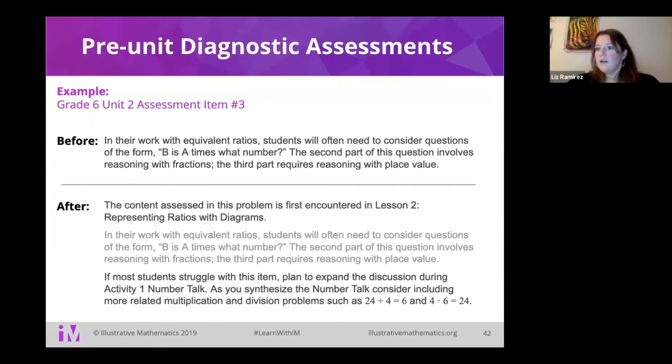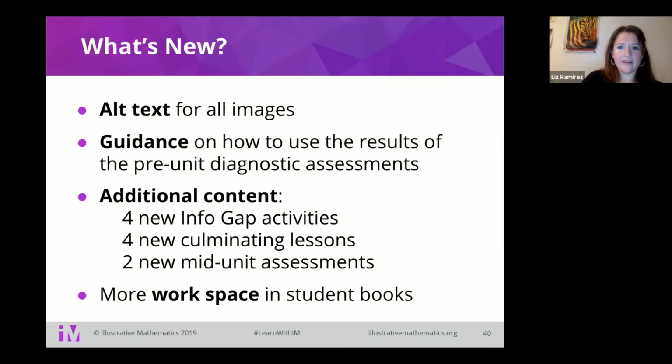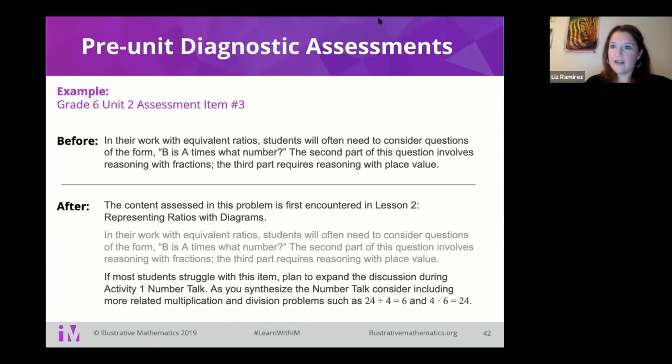So pre-unit diagnostics, sorry, I've lost my place. There we go. Let me go back here. We've added some guidance for how to use the results of the pre-unit diagnostic assessments. So here's an example. Take a look again at the before and after. Each item now includes an indication of which lesson students need the skill or concept for, and guidance on what to do if students struggle to do well on the item, on the assessment.